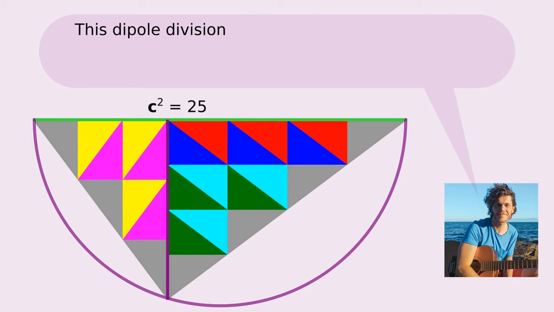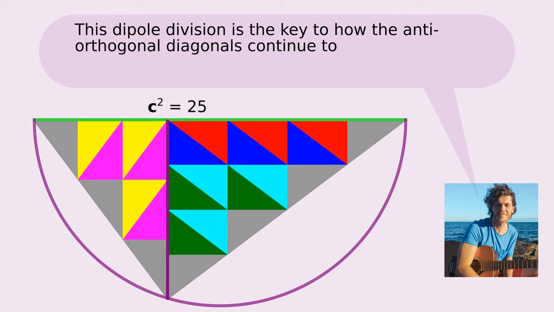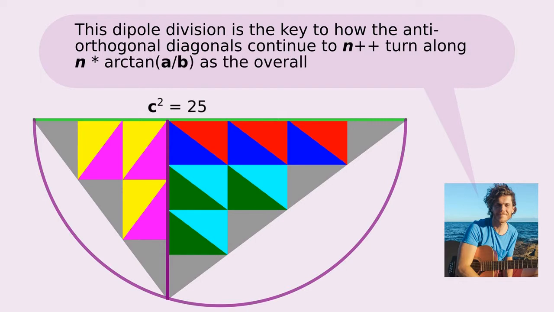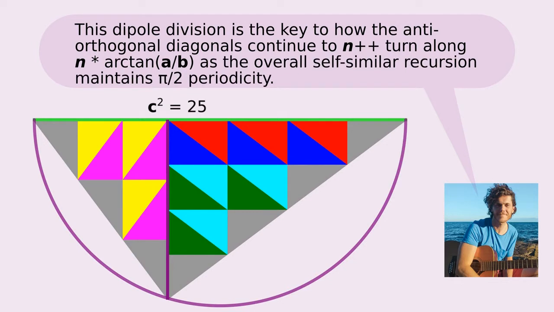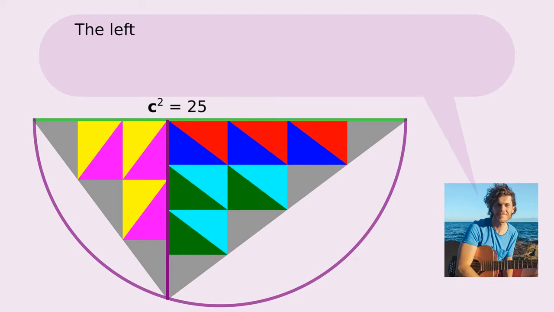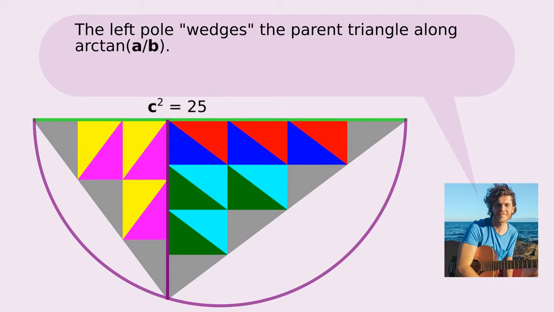This dipole division is the key to how the anti-orthogonal diagonals continue to n plus plus turn along n times arctan A divided by B, as the overall self-similar recursion maintains pi divided by 2 periodicity. The left pole wedges the parent triangle along arctan A divided by B.